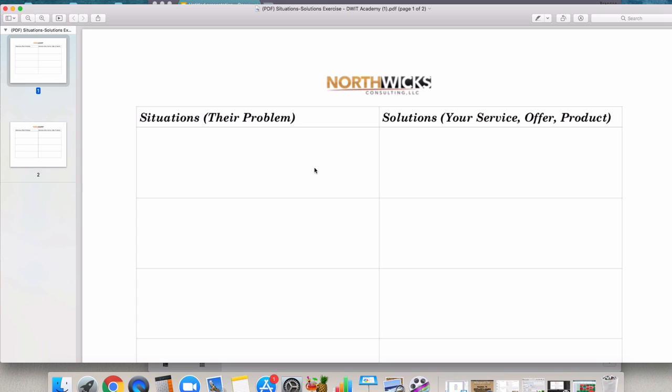So now we want to look onto the left-hand side of what we have on the screen. You're going to see your situations. Off to the right-hand side, you're going to see the solutions. Now what we want to do is match these, but we want to do it in a specific way. The top left box, and every box on the left-hand side underneath the situations column, is going to be filled with one specific problem.